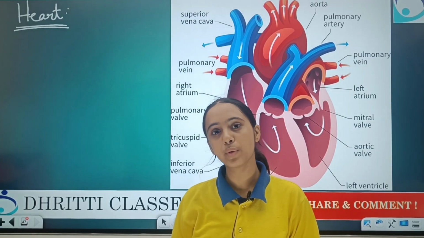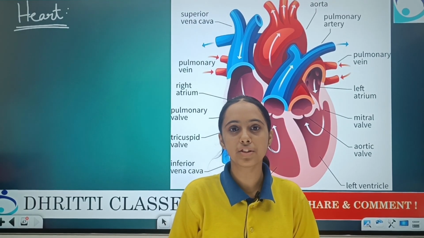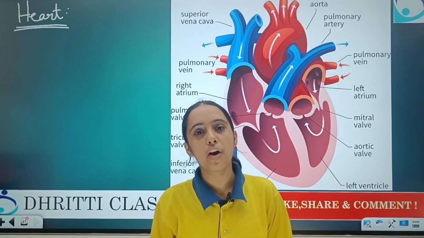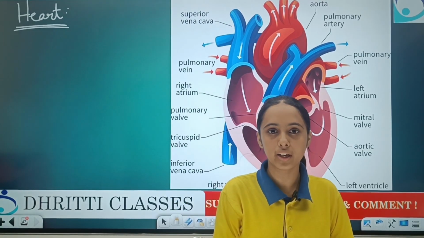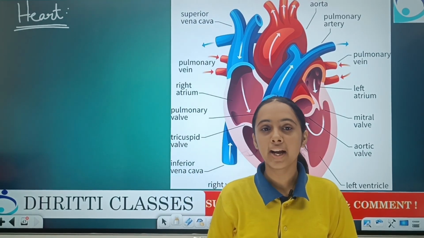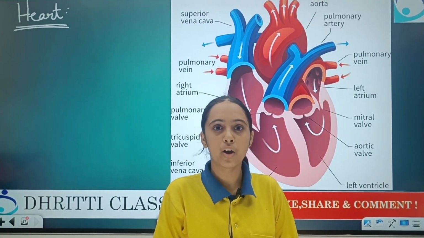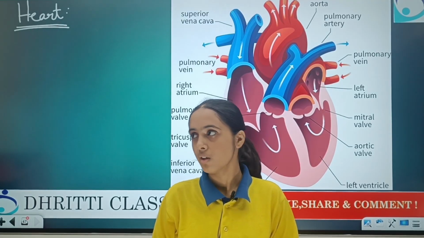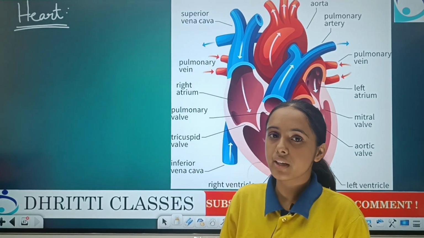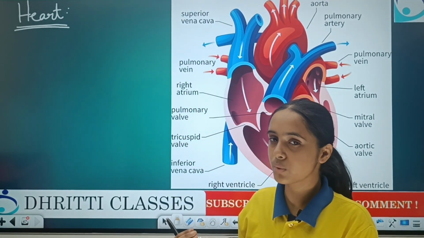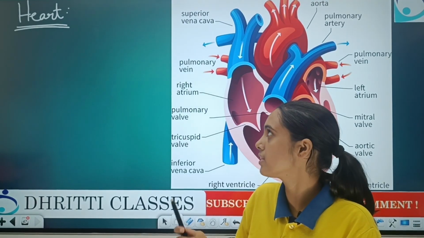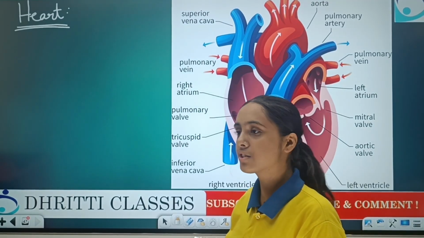So today I am going to explain the mechanism of the heart, which is the pumping of blood. We all know that the heart is a muscular organ which pumps blood to our body, and it is a very important and mandatory organ for the survival of human beings. The pumping of blood is a quite important task which takes place in the human body. So how does the heart pump the blood? Let's know about it.